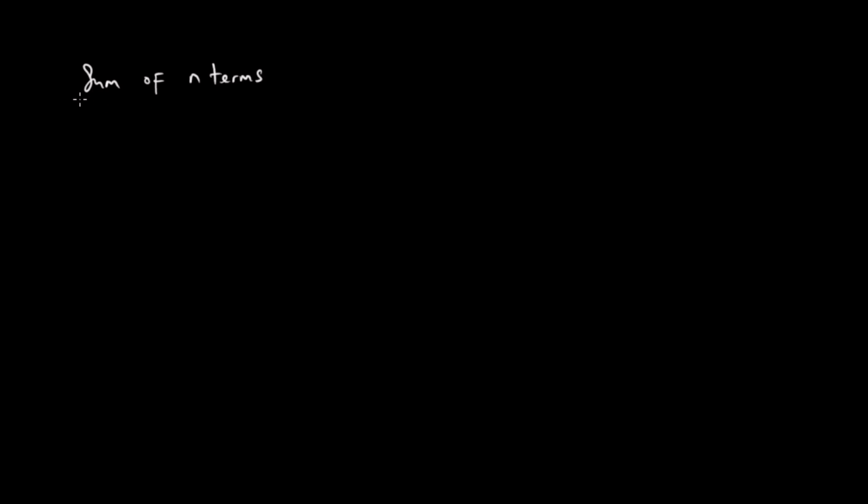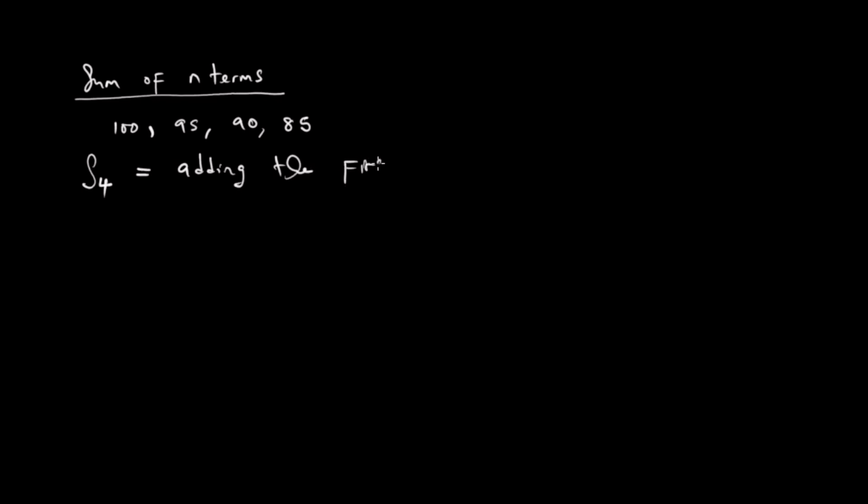Sum of n terms manje iri kureva kuti kuri kuti tina 100, 95, 90, 85. Sum of n terms tiri kuti S4 zvoreva kuti we are adding the first 4 terms like this. Ndokuti sum of n terms, adding the first 4 terms. So we are going to use two different formulas dependent on the information we are given.